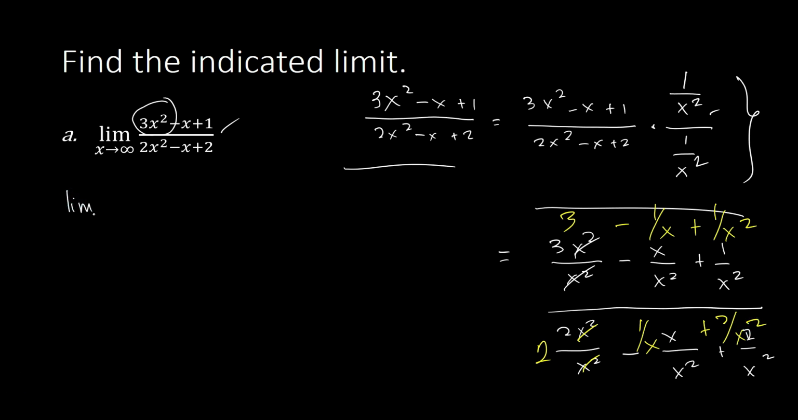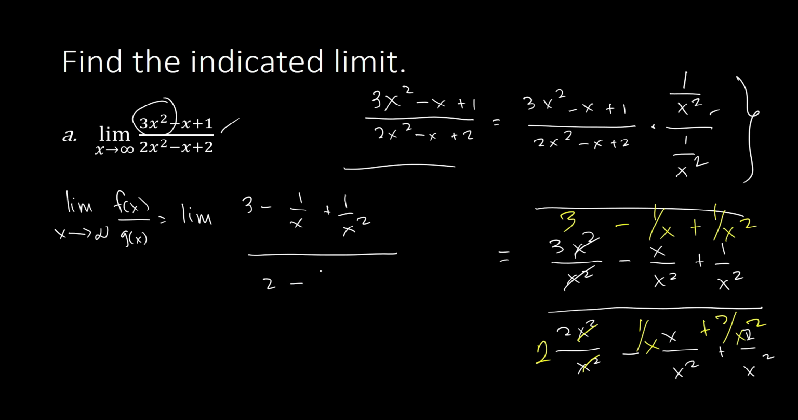So the limit of our rational function f of x over g of x as x approaches infinity is now equal to this limit. It's a big expression, I know, so you have to be careful and you have to be patient. You have to write this out: 3 minus 1 over x plus 1 over x squared, divided by 2 minus 1 over x plus 2 over x squared, the limit of this as x approaches infinity.